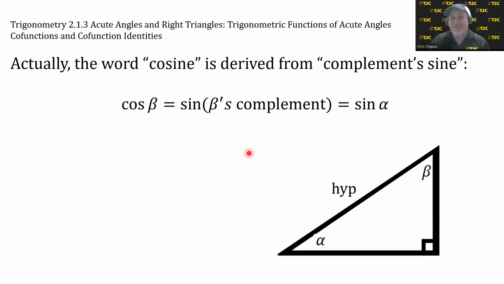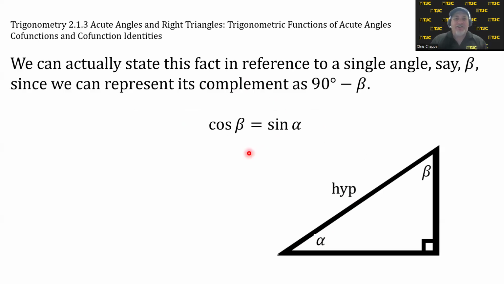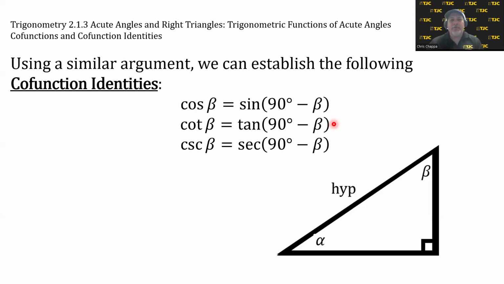It means complement sine. We can actually state this fact in reference to a single angle, say beta, since we can represent its complement as 90 degrees minus beta, since the sum is 90. So cosine of beta equals sine of alpha can become cosine of beta equals sine of 90 degrees minus beta, and now we only have to refer to a single variable. Using a similar argument, we can establish the following cofunction identities. Cosine of beta equals sine of 90 degrees minus beta.